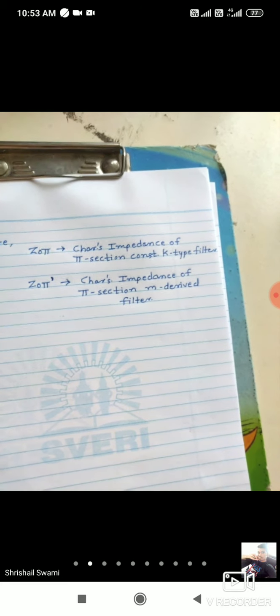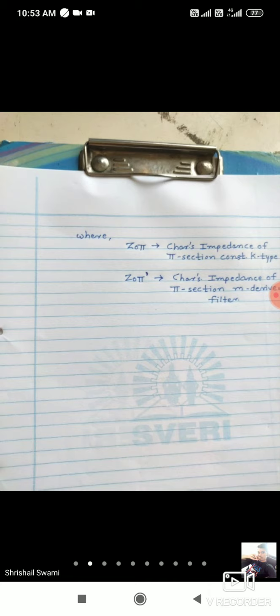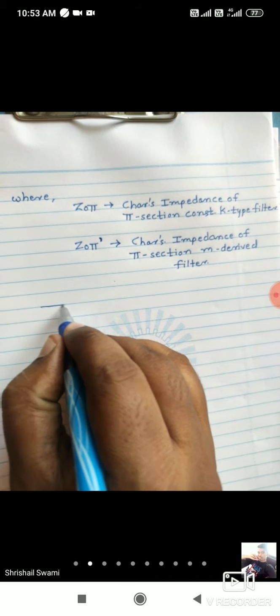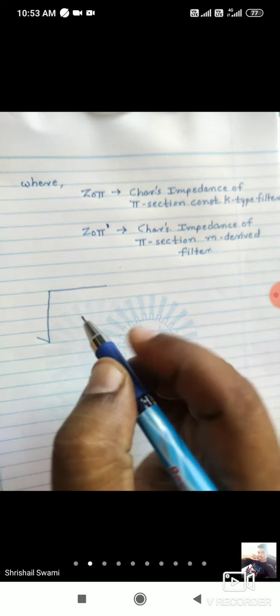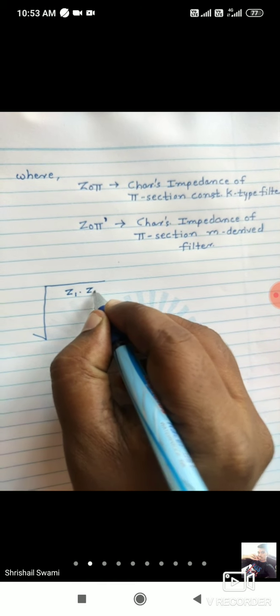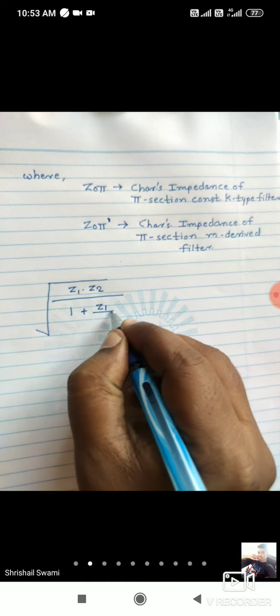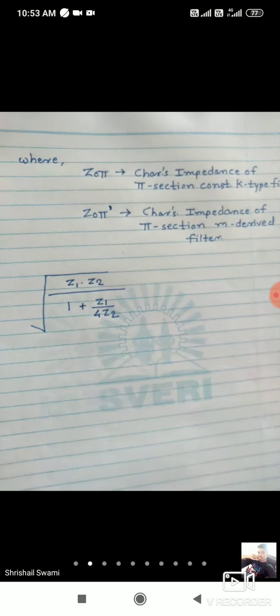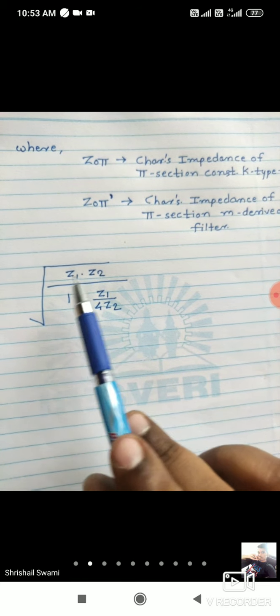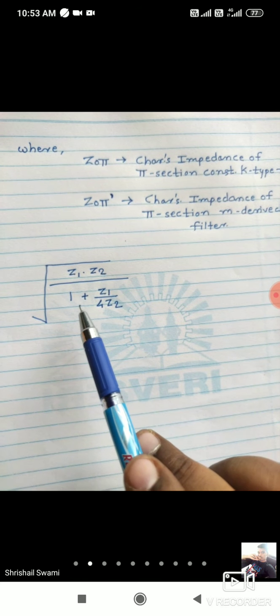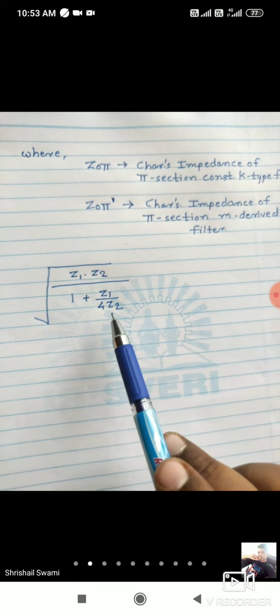So what is the formula of this Z0 pi? Anyone recall? What will be the formula for Z0 pi? Okay, so I will write Z0 pi is under root Z1 into Z2 divided by 1 plus Z1 divided by 4Z2.